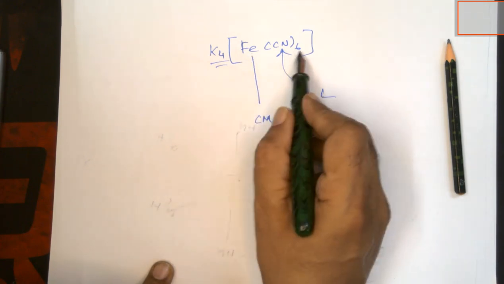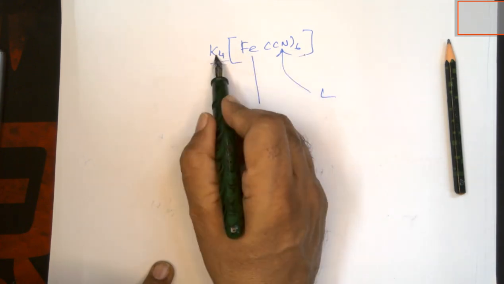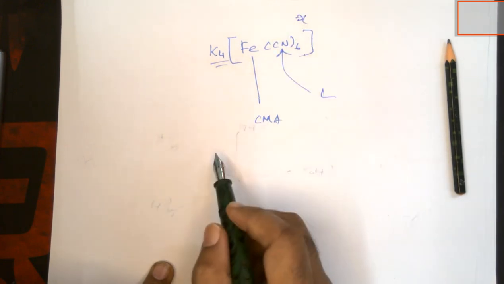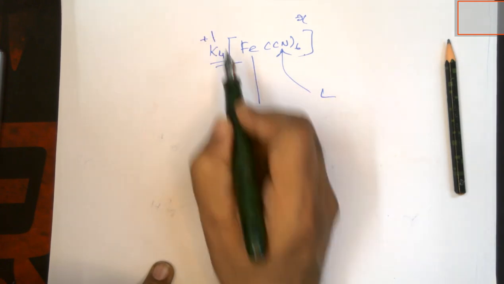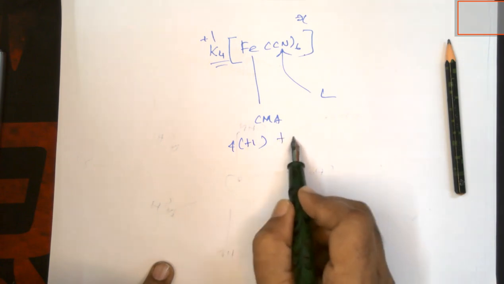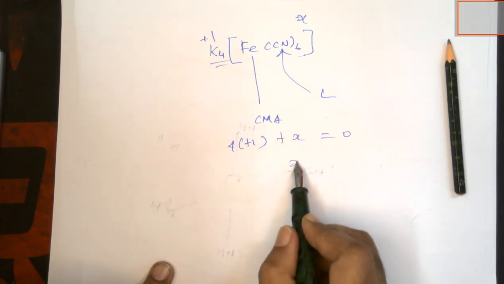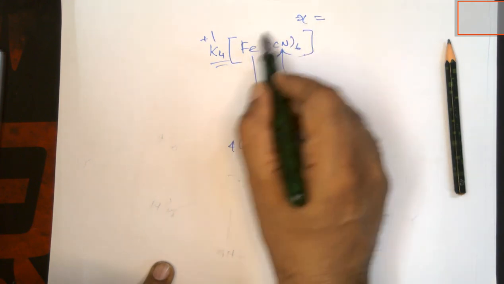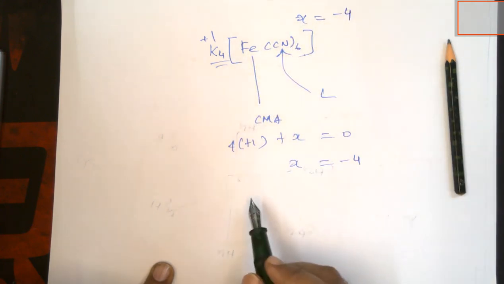So what type of complex ion is it? K is plus, so the complex ion should be minus. So you can put X for this to find out the valency. You know K is already plus 1. So in that case 4 into plus 1 plus X is equal to 0. So X is equal to minus 4. So in that case the ion nature is minus 4.